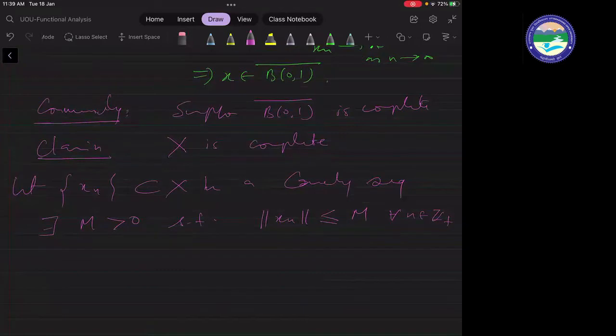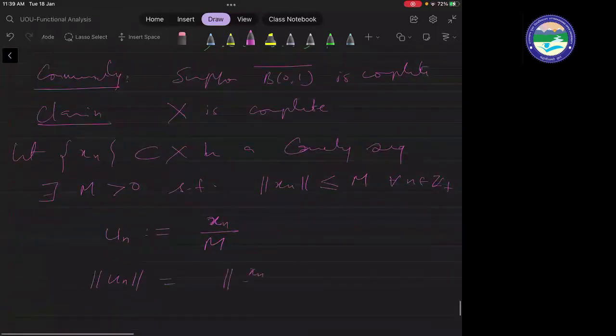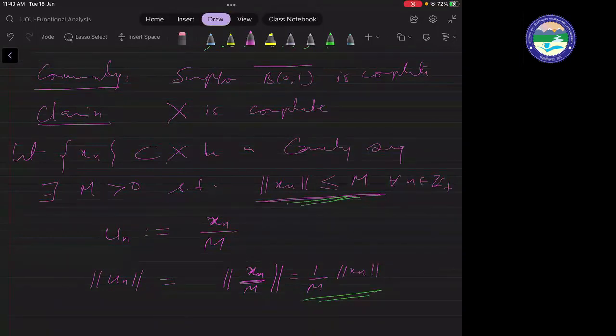Now from this sequence define another sequence un, which is given by this. Now tell me, for the sequence that will be formed, un, what will be its norm? What is the norm of un? This will be norm of xn by m. So this 1 by m is a scalar, so it will come out of the norm: norm xn. From here, what can you say? Using both of these, what will you say? Norm xn by m is less than or equal to 1.